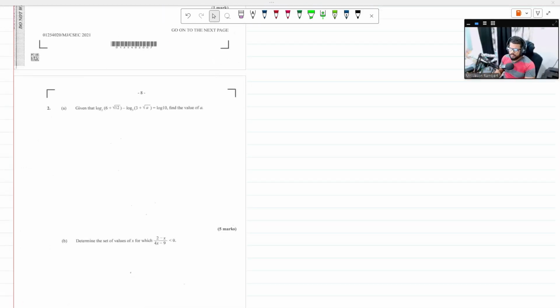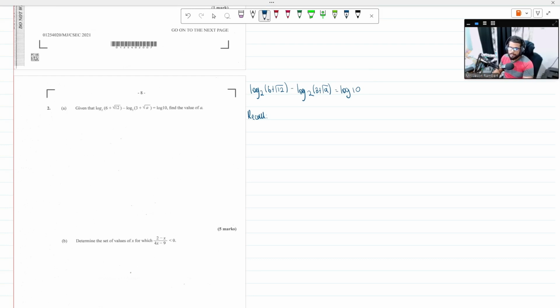Number 2, find the value of a. So log of 6 plus root 12 to base 2 minus log of 3 plus root a to base 2 is equal to log 10. Whenever you use a law of logs, recall it. Also, if they didn't give you a base on the log, you could safely assume it's base 10. So this here is base 10, so log 10 to base 10 is 1.